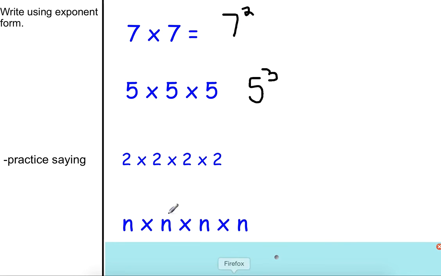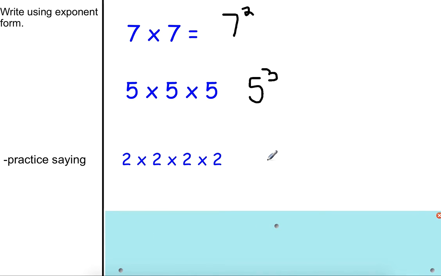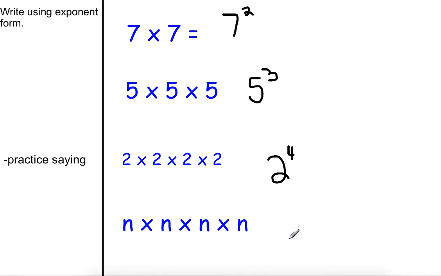So let's just practice saying some. First of all, how would you write this? Well, the base would be 2, and there's 1, 2, 3, 4. How do you think that would be said? 2 to the fourth power. You can do this with letters that represent numbers or variables as we get to our algebra unit. In this case, the base is n, that's the factor being repeated, and how many are there? 1, 2, 3, 4. How do you think that would be said? You're right, n to the fourth power.